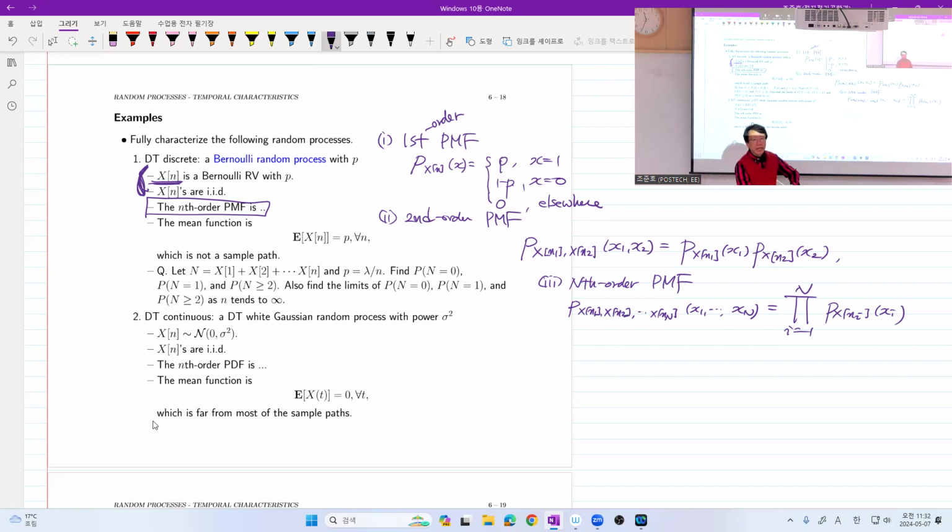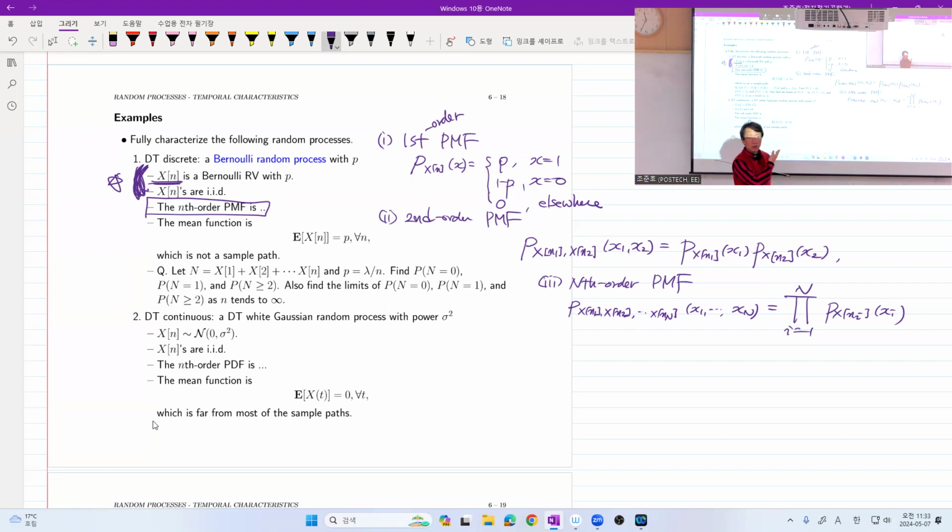Now, are they consistent? They should be consistent in the sense that any marginalization of a higher order joint PMF must be consistent with any lower order PMF. Are they? Yes, of course. It's kind of obvious. So we are done. Interestingly, some special random processes can be fully characterized by two lines.